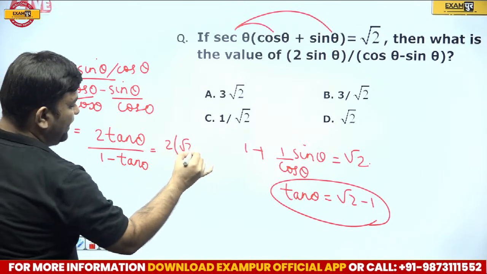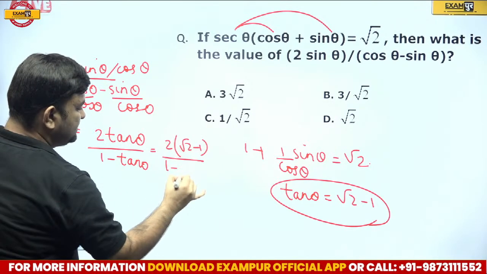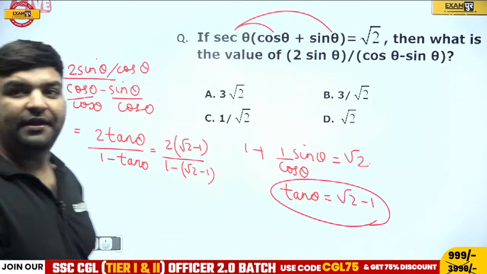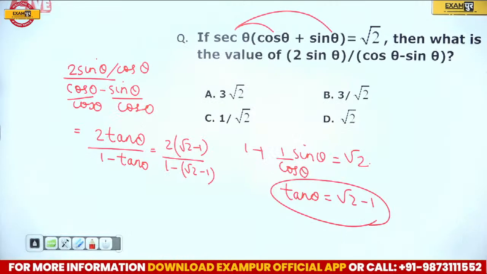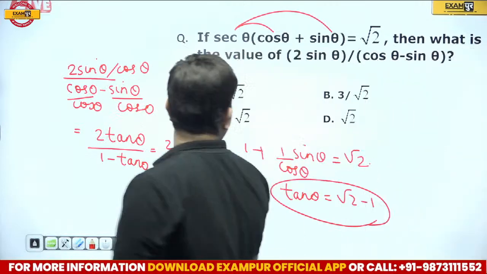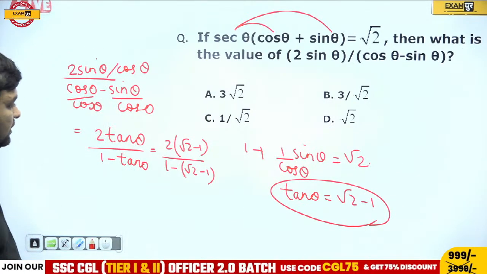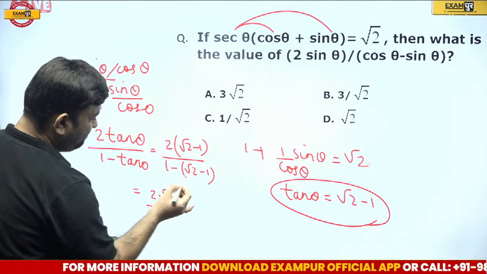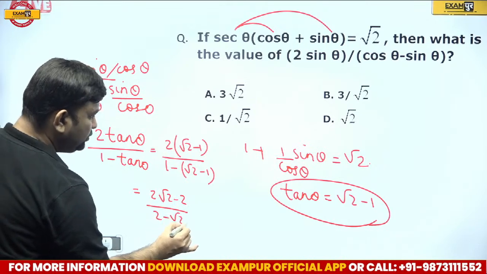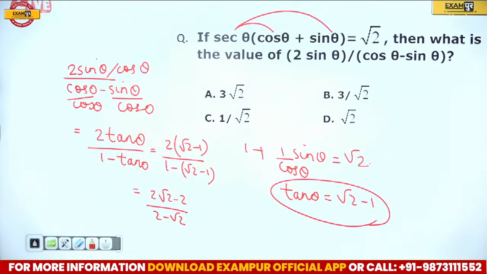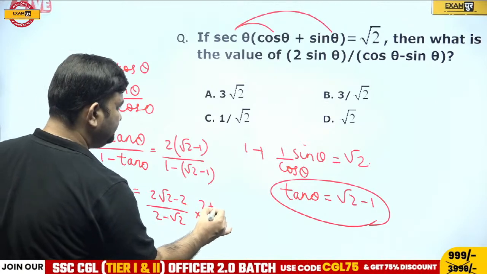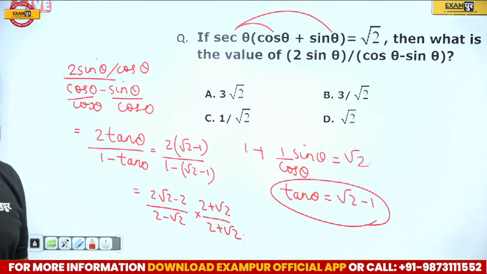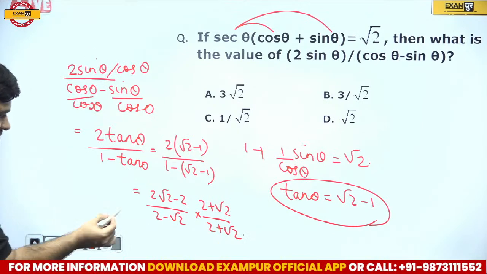2 times of root 2 minus 1 upon 1 minus root 2 minus 1. Is this idea cool, dear? I hope so. Yeah, that is cool. So this is 2 root 2 minus 2 upon 2 minus root 2. Rationalize by 2 plus root 2. And let's see what happens.